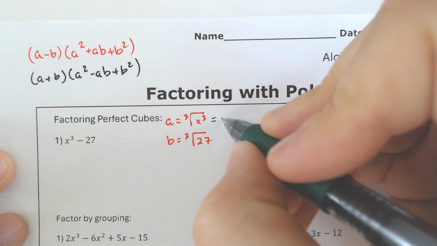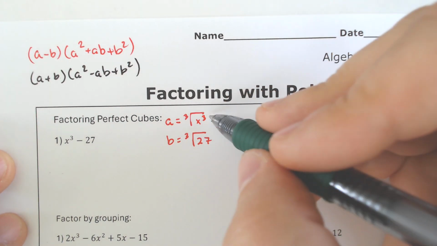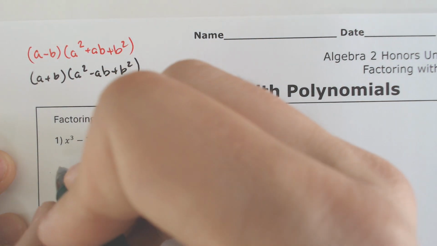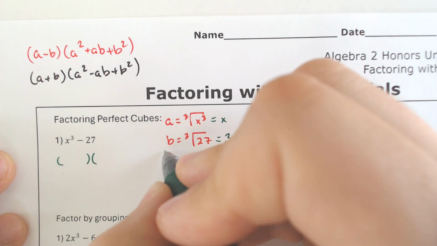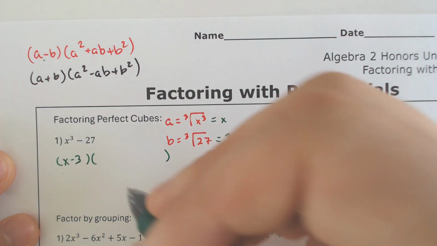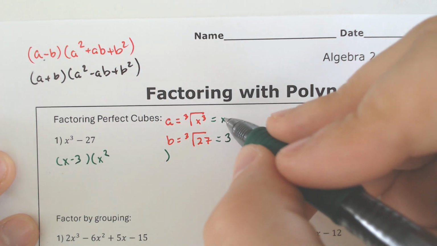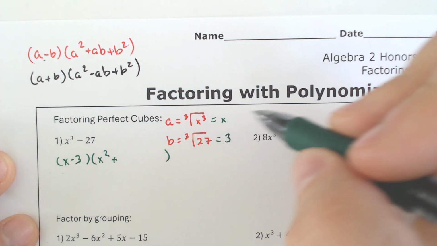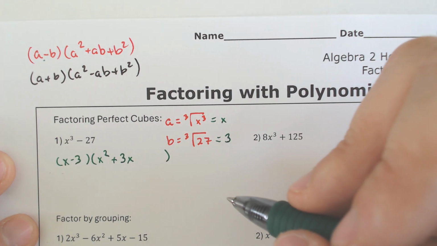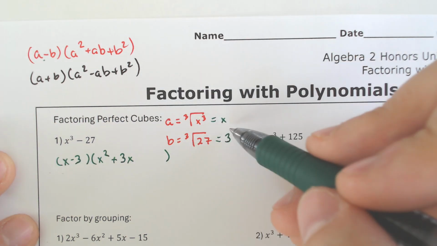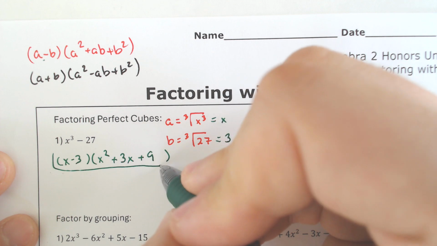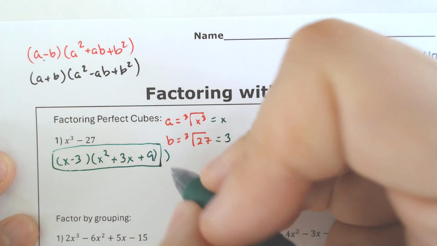So here, you find out that a is going to be x, because the cube root of x to the third is x. And the b, the cube root of 27, is going to be 3. So if we fill it in our a minus b formula, we got a minus b, which is going to be x minus 3. Then a squared would be x squared, because a is x. Then plus a times b. You could write x times 3, but it'd be a lot more humane to write 3x. 3 times x is 3x. And then plus b squared. Well, b squared is 3 squared. So 3 squared ends up being 9. And that is all we wrote for that problem.